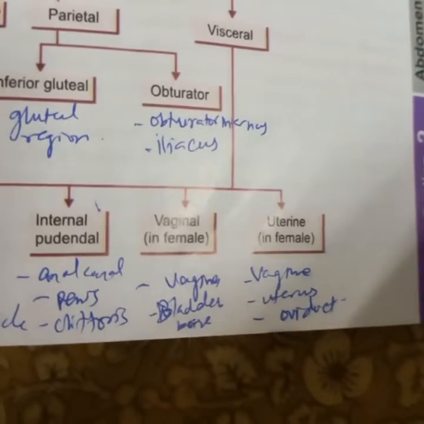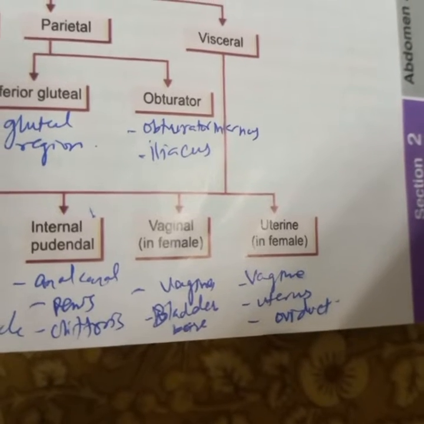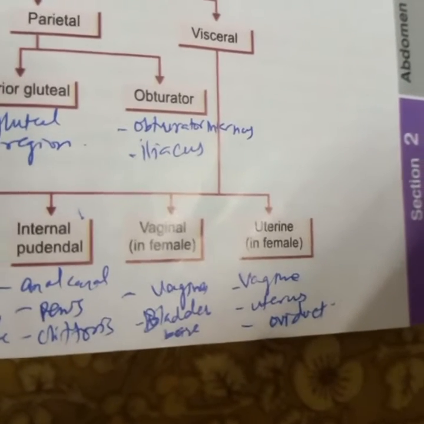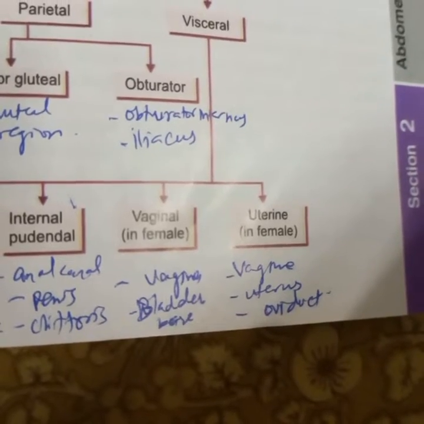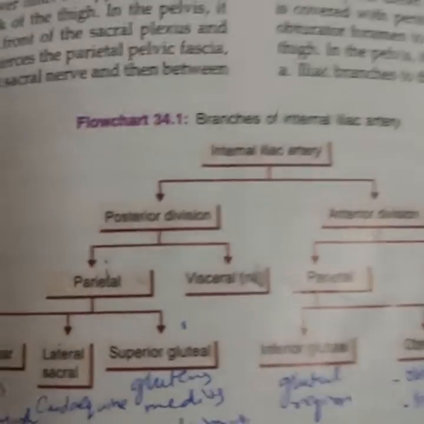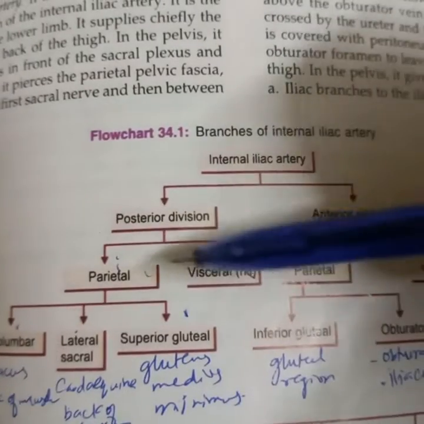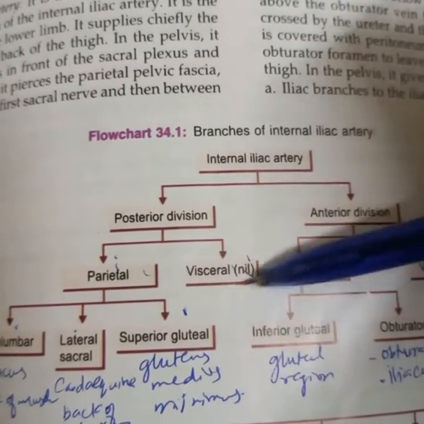Vaginal and uterine, these both are present in females. Vaginal supplies vagina and bladder, and uterine artery supplies vagina, uterus and oviduct or fallopian tube. The posterior division gives parietal and visceral branches. Visceral branches are not present.